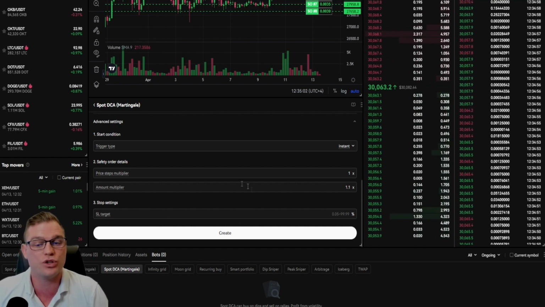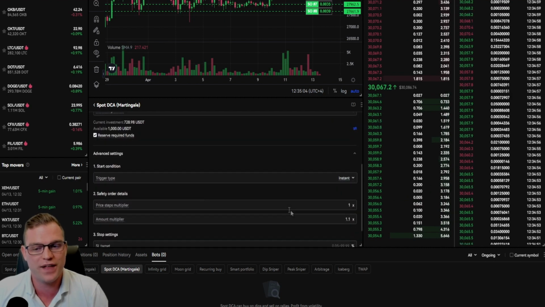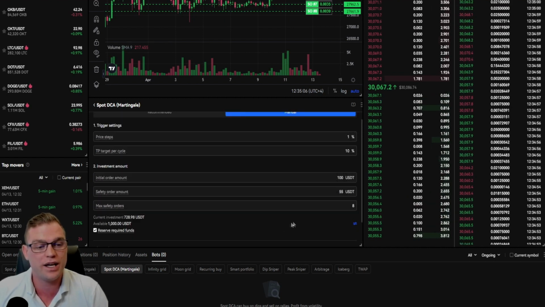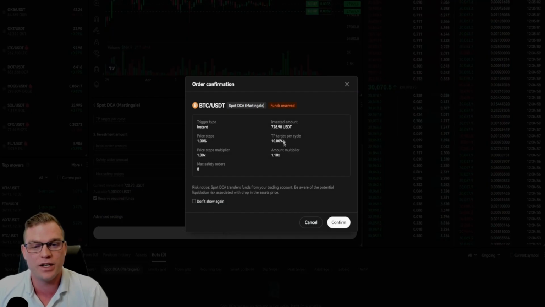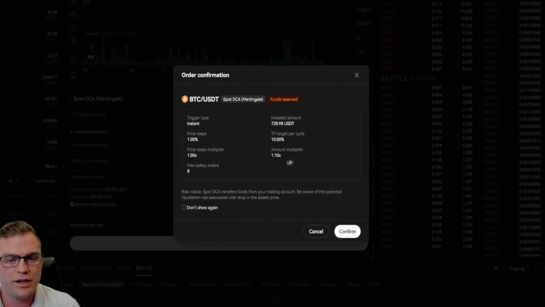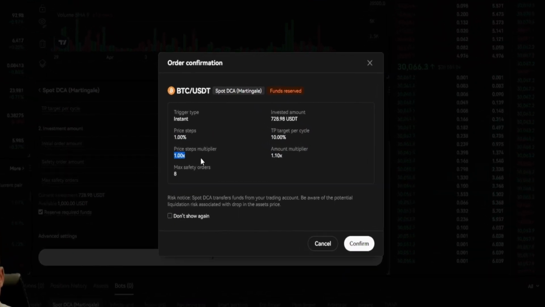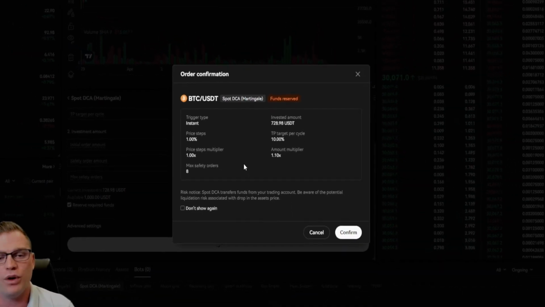So if you did want to change any of these settings, you can as well. That is in advanced. Now here we can simply go create. If you want to create that, it's going to tell you exactly the price steps. We're going to see the take profit, the amount multiplier, and the price steps multiplier, the amount of safety orders I have, etc. It's basically going to give you a rundown of what your parameters are for this bot.